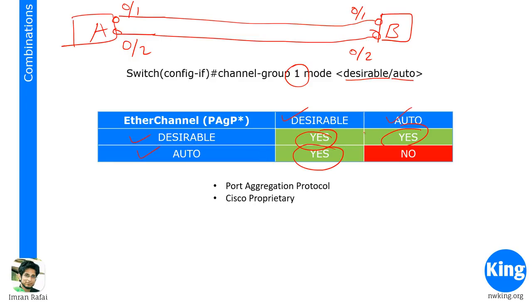But if you say auto and auto, the port channel will not come on. So the only thing that you need to remember is, if you want a port channel to come up in PAGP, one of the sides will have to be desirable, right? So if there is a desirable on either side, the port channel will come on. If both of them are auto, or if desirable is not there on either side, it will not form an ether channel. That is how you get the PAGP protocol enabled and an ether channel formed, right?